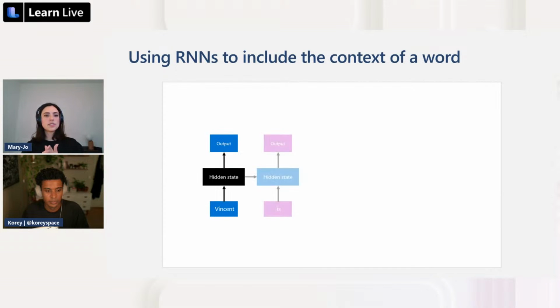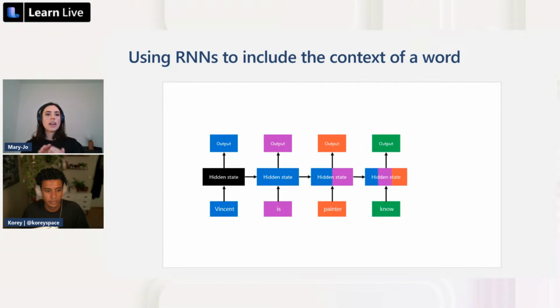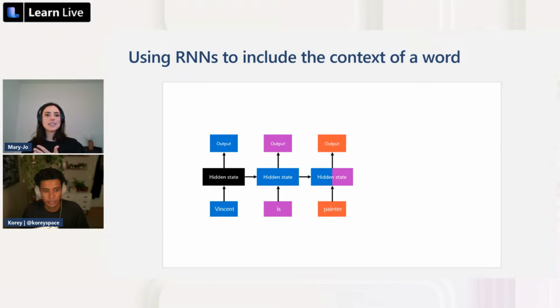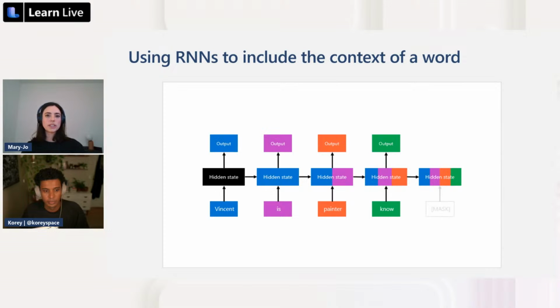And then in the next step, we have Vincent as the hidden state, and then "is" will be the new input. In the next step, like the third part, we see that Vincent and "is" are both part of the hidden state, and "painter" will be the new input. You can see where this is going. So finally, we get to the mask, and then the hidden state would include all that information about Vincent, painter, and so on, those kind of things.